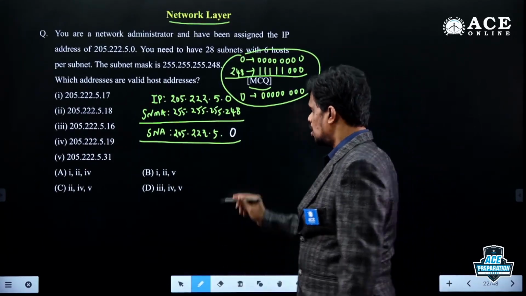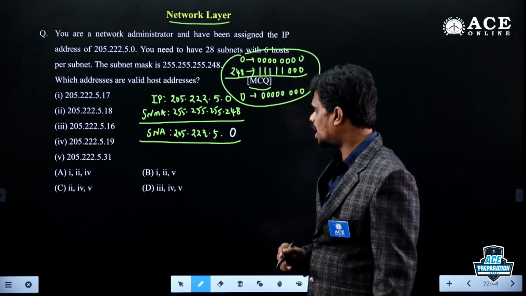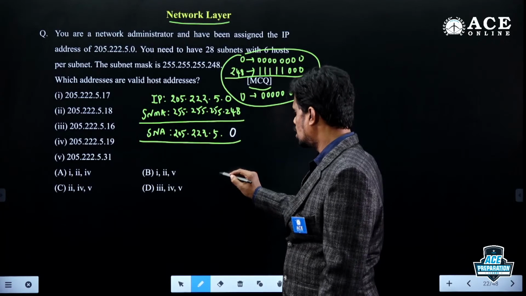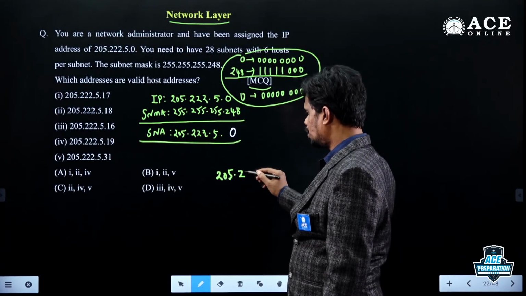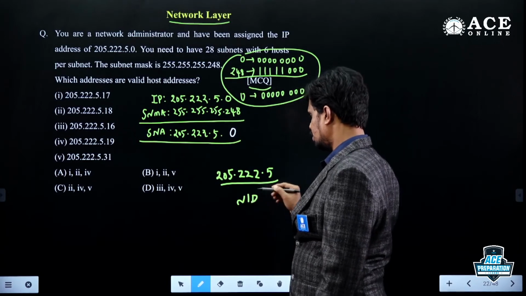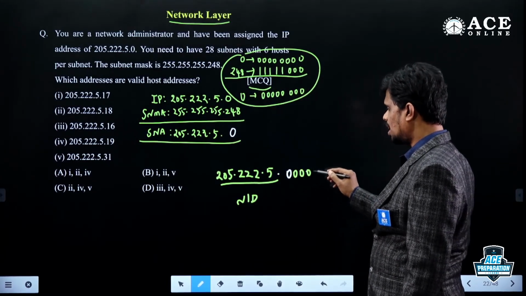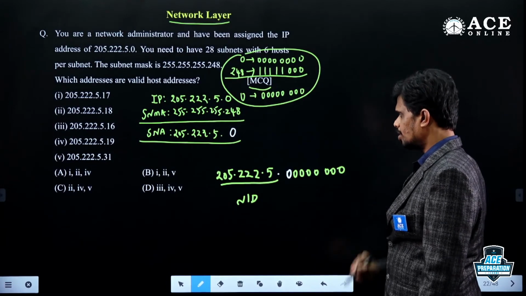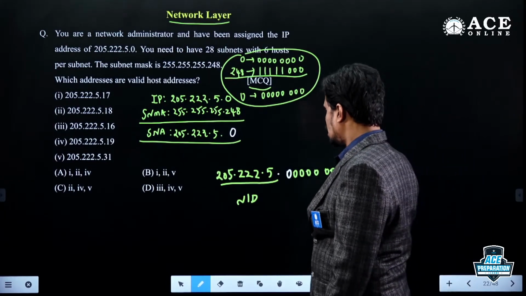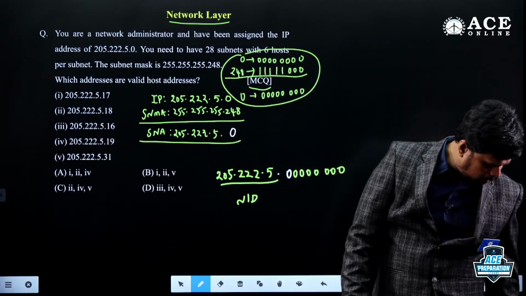So, as it is a class C IP address, the first 3 bytes belong to the network ID. So 205.222.5 comes under my network ID, and this is 8 zeros. The last byte I am converting into 8 zeros. Right. And after defining the network ID, I need to define the subnetwork ID.